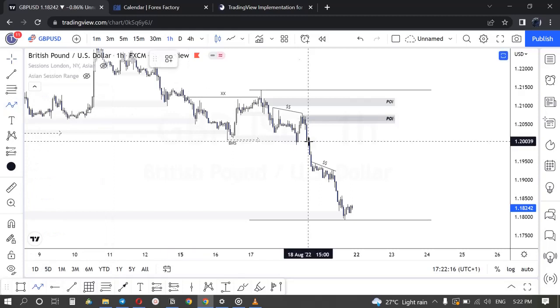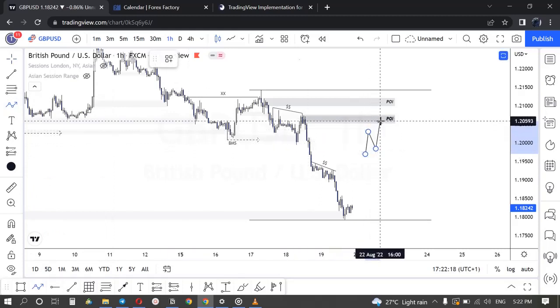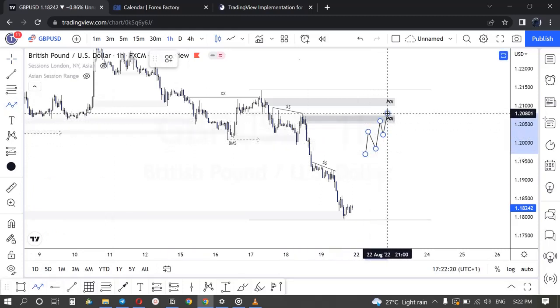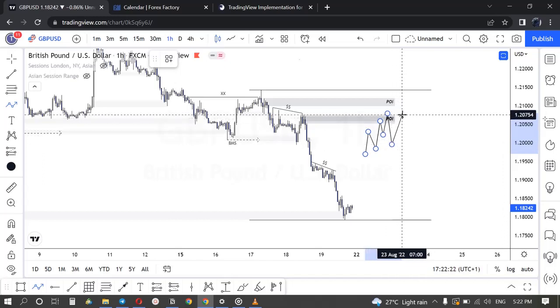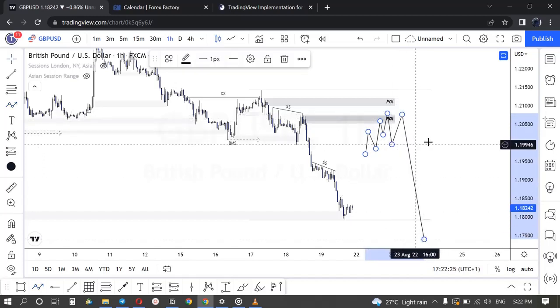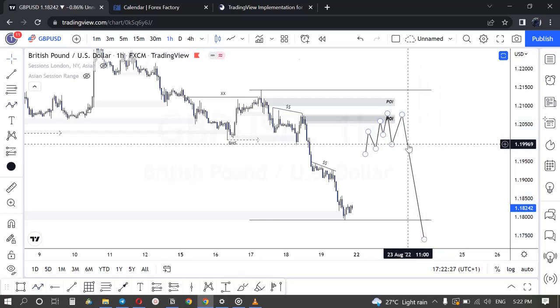Once price pulls up, higher high, higher low, higher low, higher high, what I'm positionally looking for is to see a break of structure, retest, then we can start seeing that sell. The same thing applies to this area.